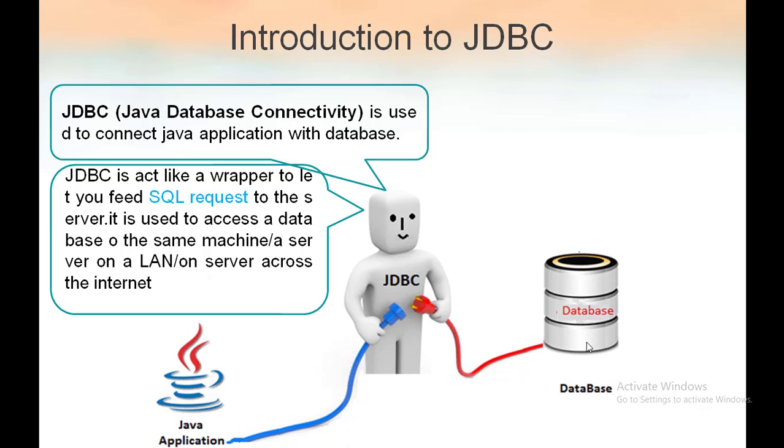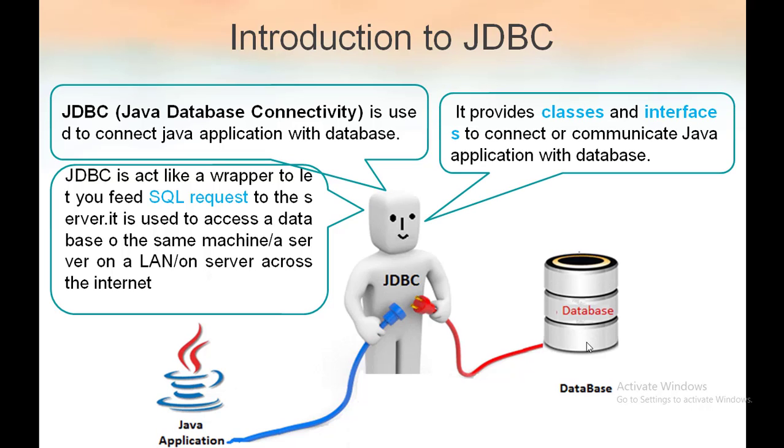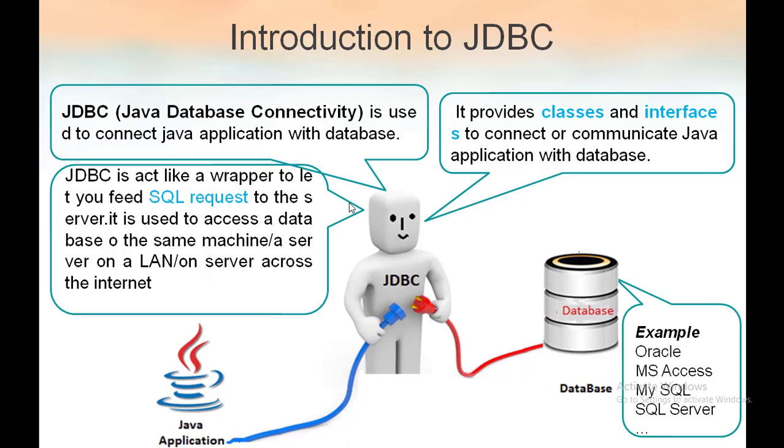JDBC is known as Java Database Connectivity. JDBC is nothing but a Java API. API means Application Programming Interface. The function of JDBC is to connect your Java application with your database server. JDBC is similar to Microsoft ODBC. The full form of ODBC is Open Database Connectivity.